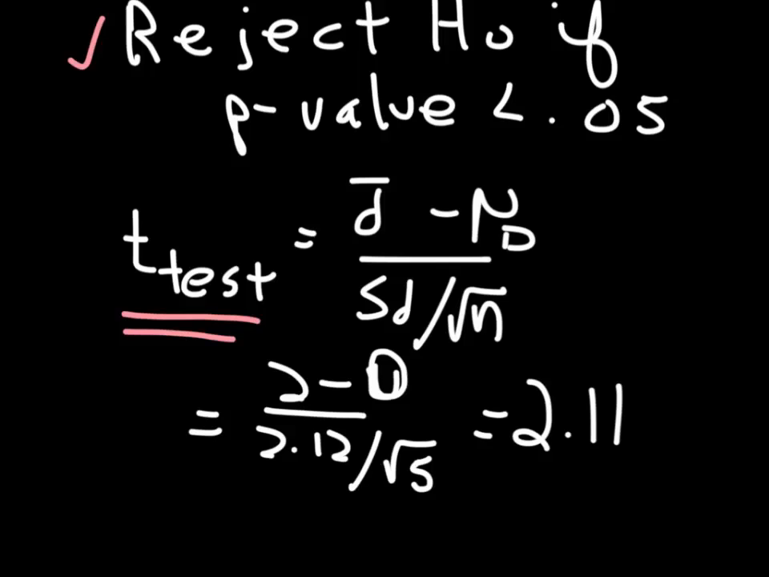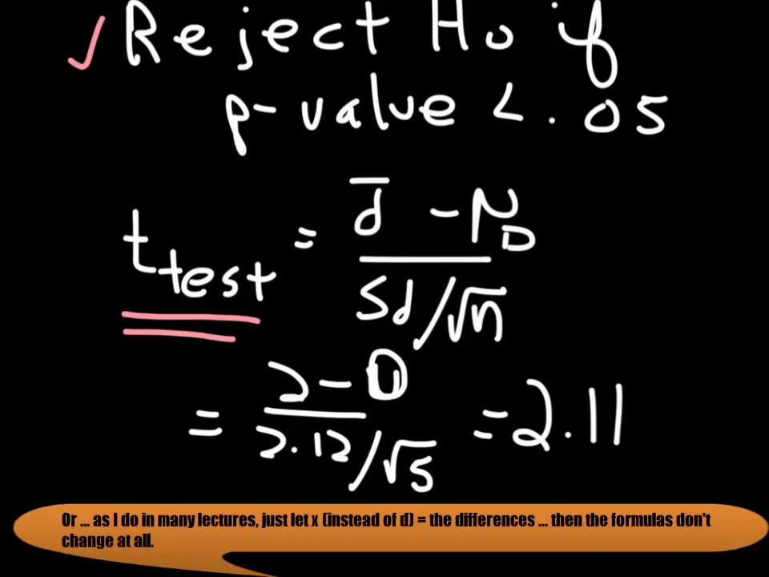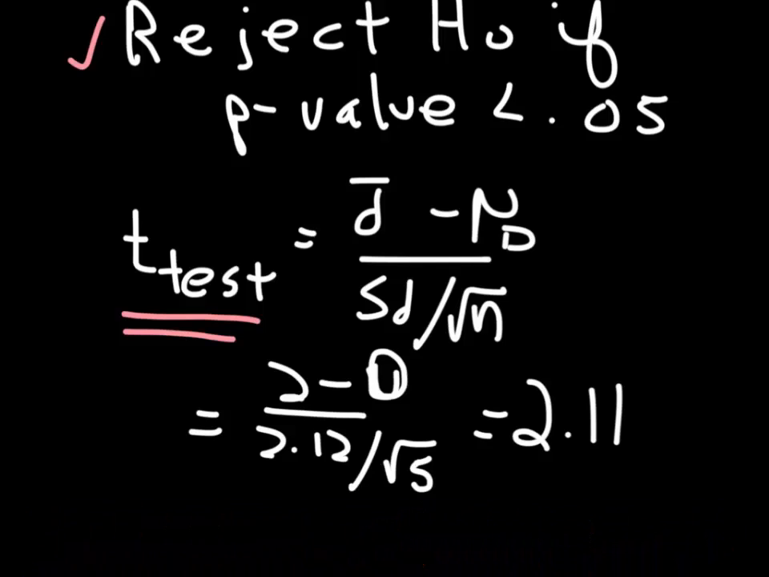So instead of being x bar minus the hypothesized mean over s divided by the square root of n, now we have d bar minus the hypothesized mean of the differences. I could put an h there. Usually people just put mu d there. But if you want to indicate that it's hypothesized, I guess you can do that. Divided by standard error, which is the standard deviation of the d's, of the differences, divided by the square root of n.